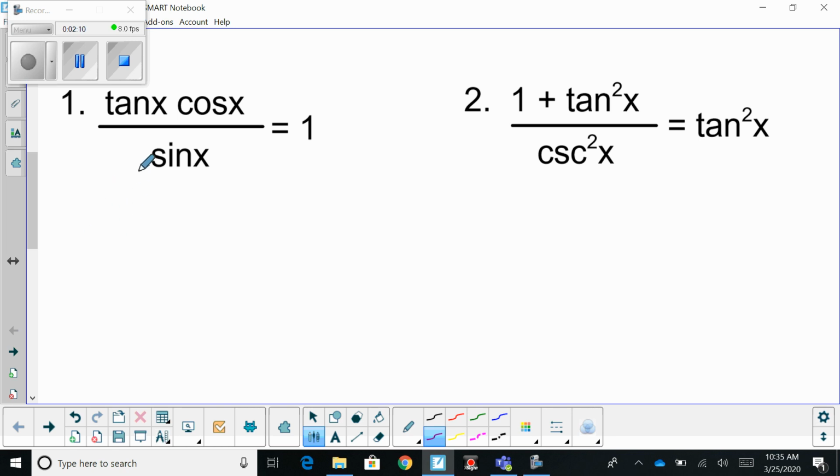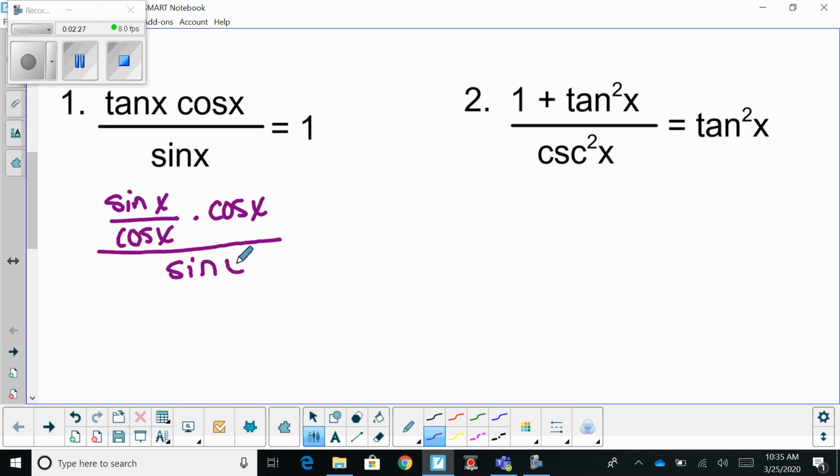So I'm going to start off right here. Tangent I know is sine over cosine, so that's sine x over cosine x. I'm going to leave the cosine in the numerator as a cosine, and then in the denominator I have sine. And that all equals 1.